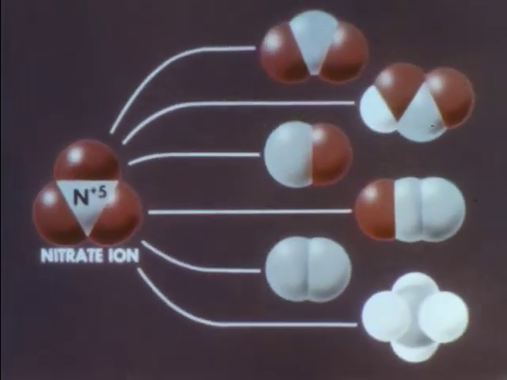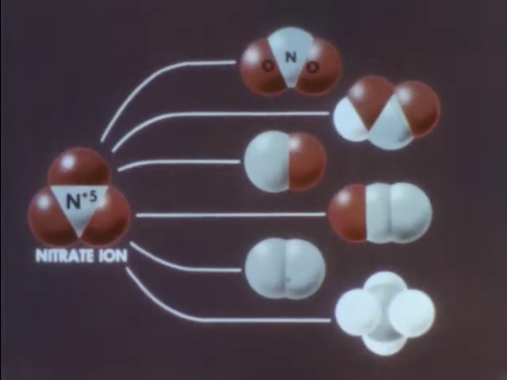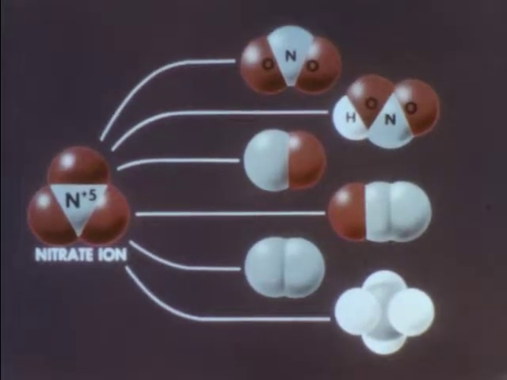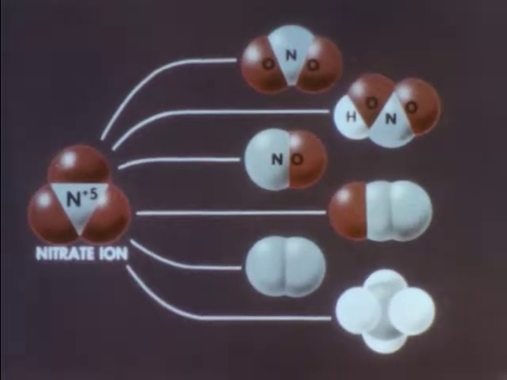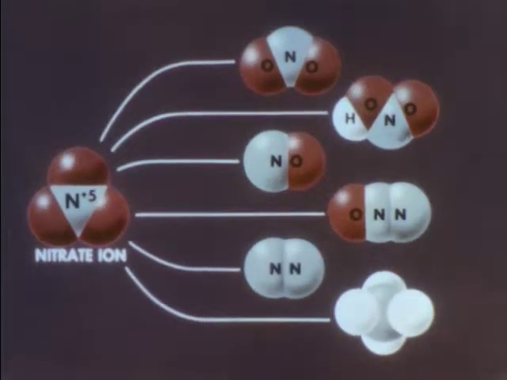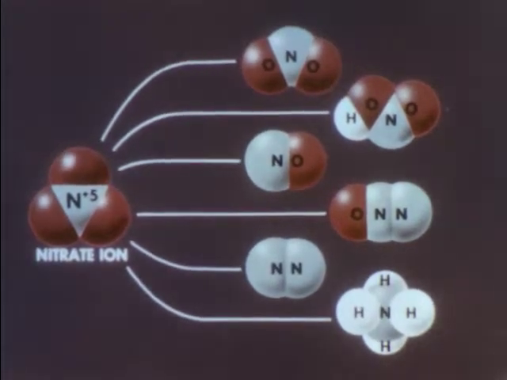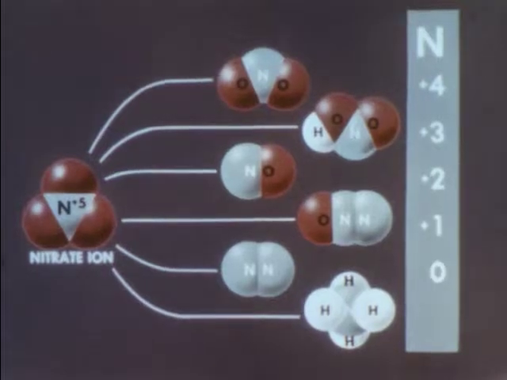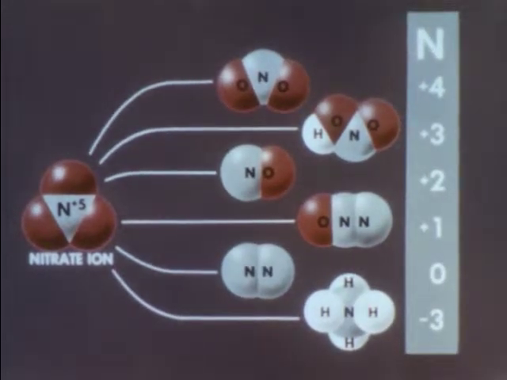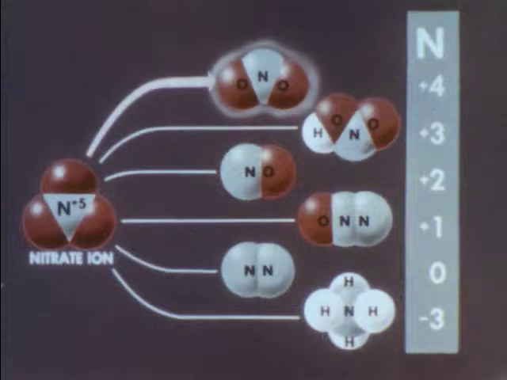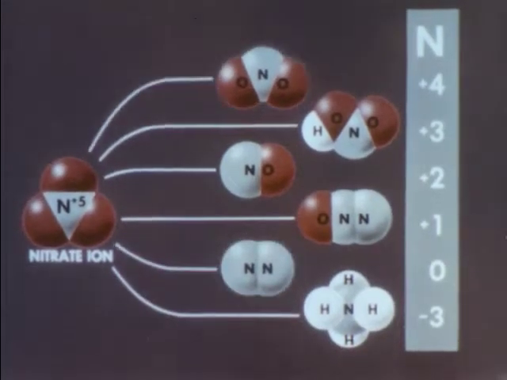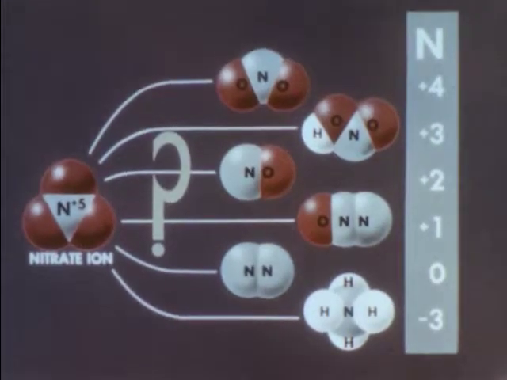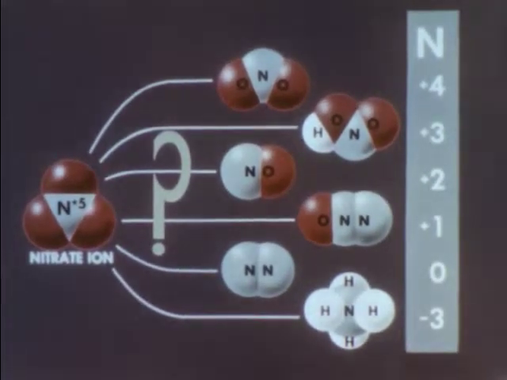It can be reduced to a number of products, such as NO2, HNO2, NO, N2O, N2, NH4+, and many others. The nitrogen in these products ranges in oxidation state from +4 to -3. In most nitric acid reactions, several of these products form, but usually one reaction predominates. How do we predict which reaction will predominate and which products will result?